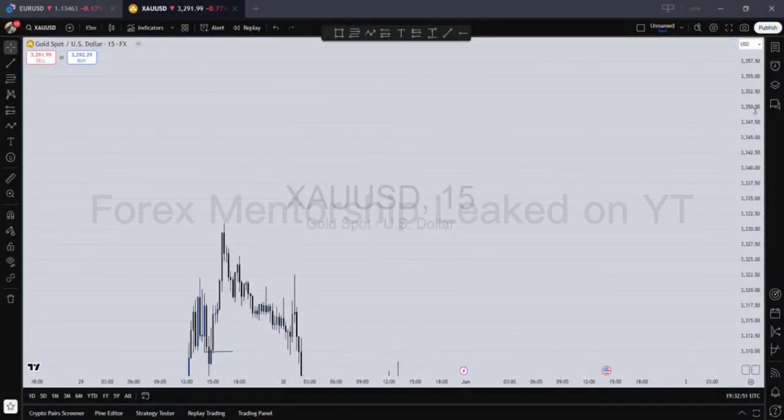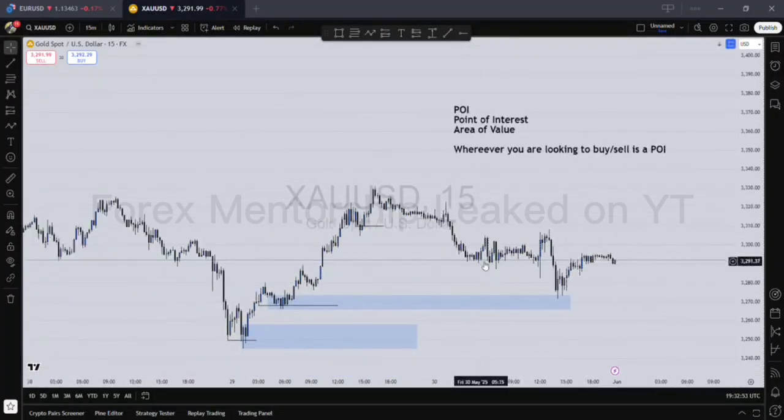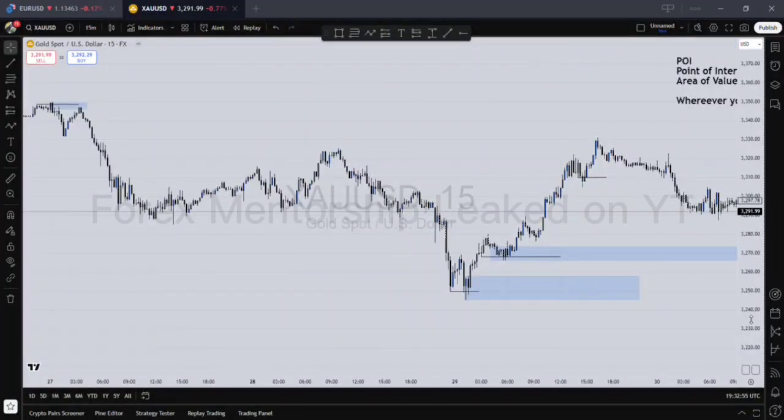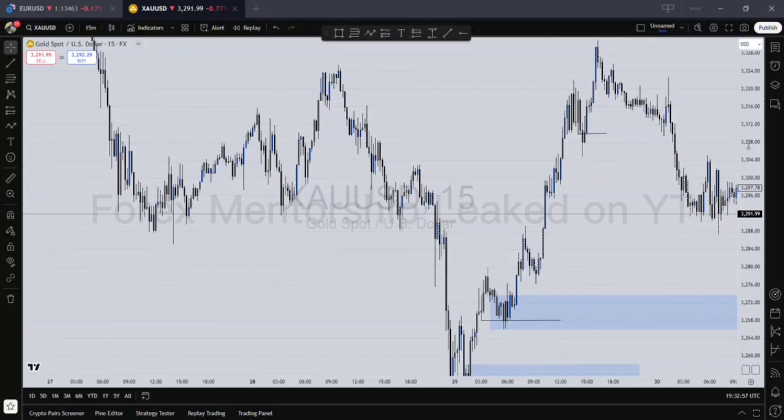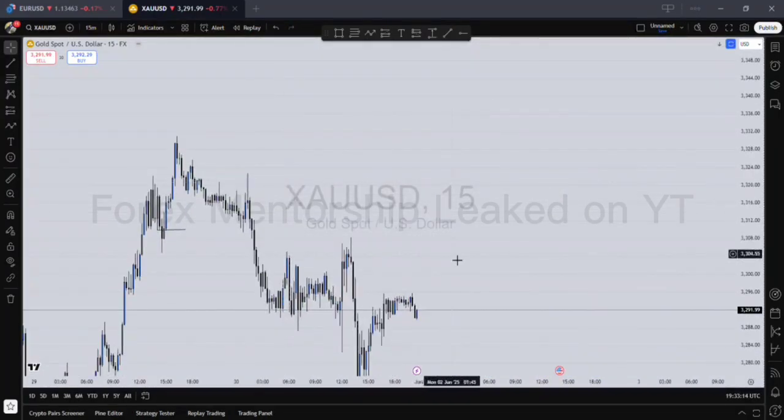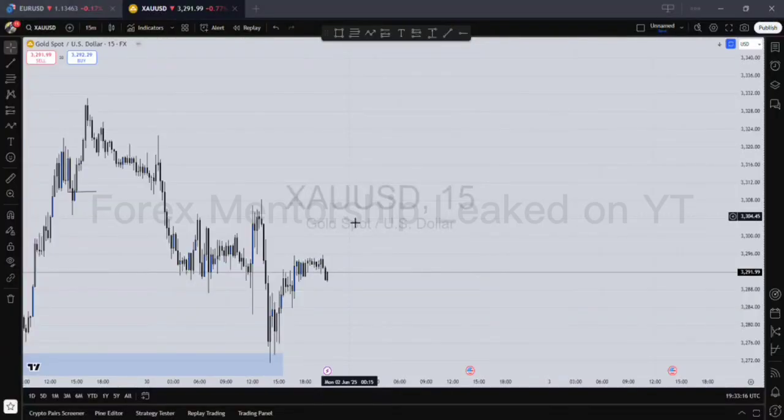Another point of interest is the fair value gap. Of course, I've talked about the fair value gap before. I've taught you guys how to identify it. Now, as you are learning right now, you have to do less of limit entries and do more of market executions. Market execution helps you to be as flexible as possible.